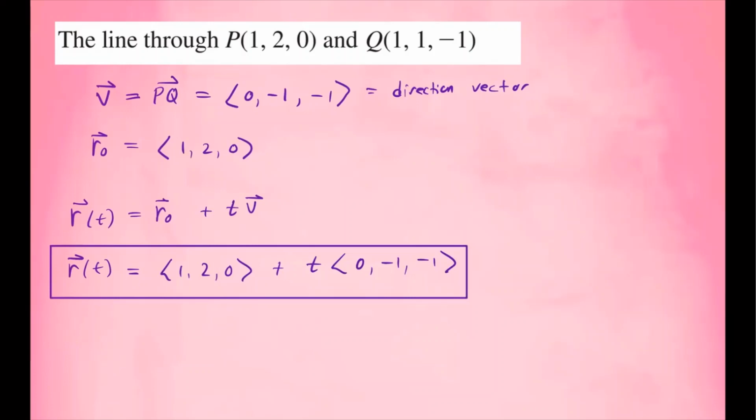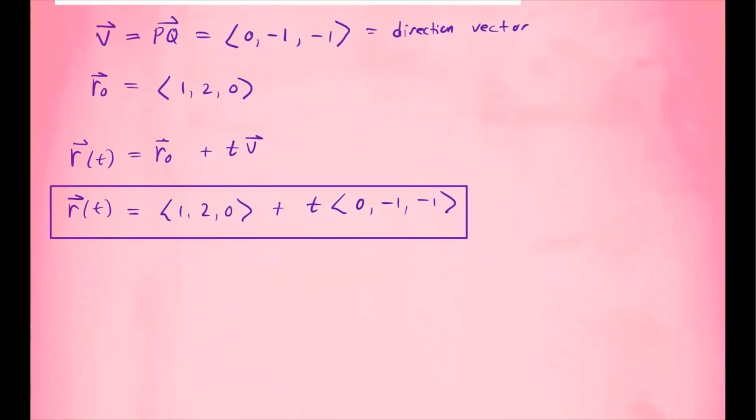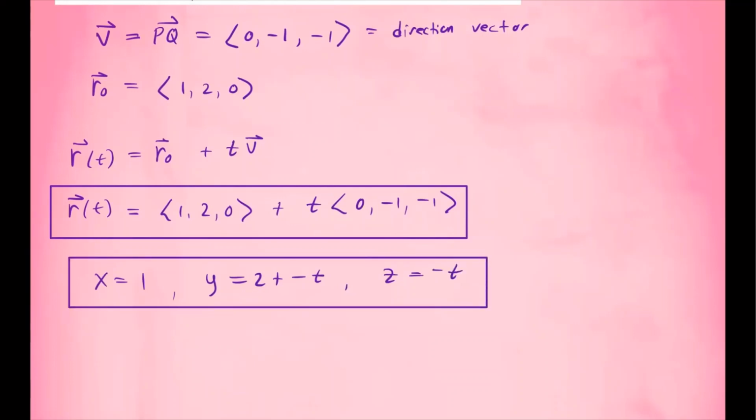Now, if you want to write the parametric equation of the same line, all you've got to do is write x is equal to x0, that's 1 plus 0t, so it's just 1. And then y is going to be 2 plus -1 times t, so that would be 2 minus t. And z would have, again, z0, that's 0, minus t. So that would be the parametric form of that same line.